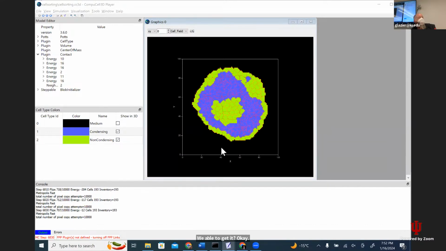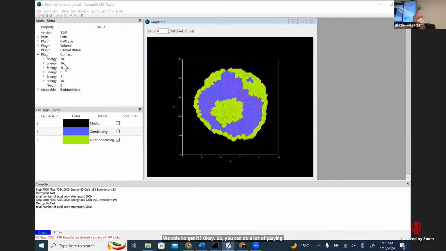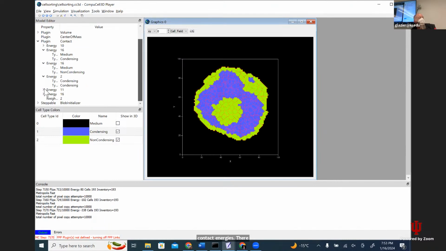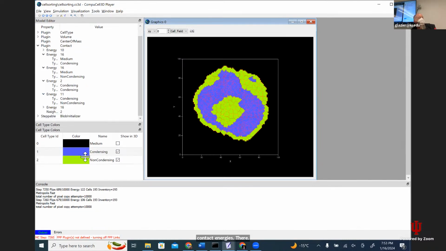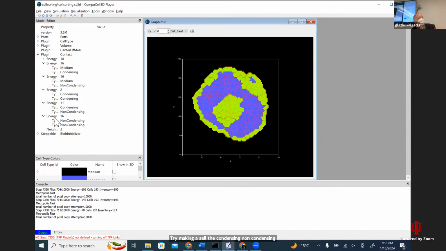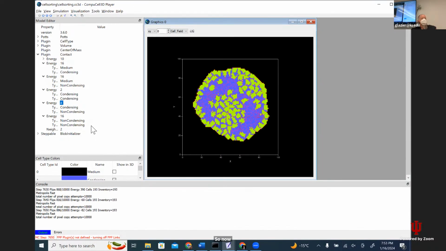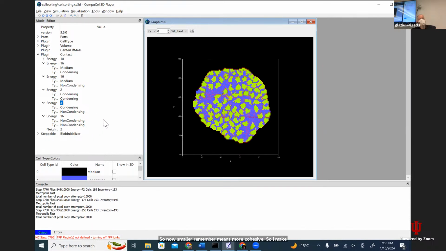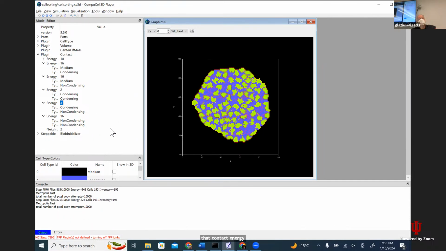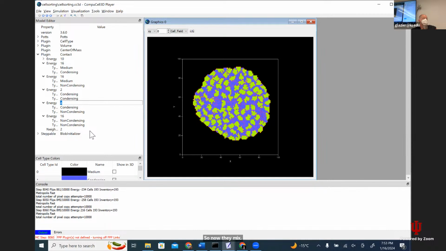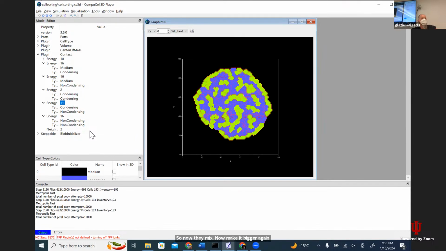Pedro, you can show it off. You open up those plug-in energies. You can change those contact energies there. Try making the condensing, non-condensing energy big. Sorry, small. Make condensing, non-condensing small. So now smaller, remember, means more cohesive. So I make that contact energy smaller, the cells want to maximize their contact between each other. Interesting. So now they mix. Now make it bigger again. Now they start separating out.